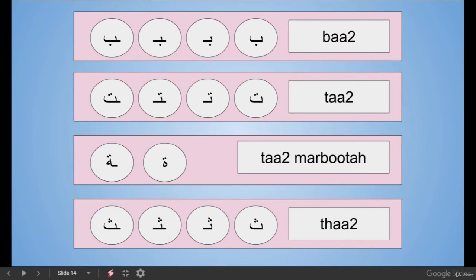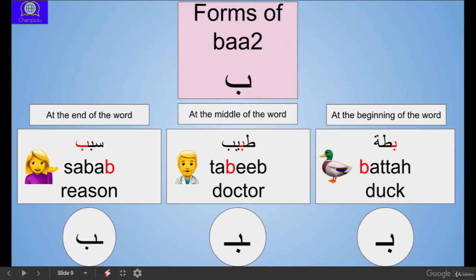Hello everyone, and welcome to today's lecture. Today we will be talking about the letters ba, ta, and tha. And you'll notice that ta has one important variant, which is called ta marbuta. So we will talk about all of these together today. First, let's start with the letter ba.